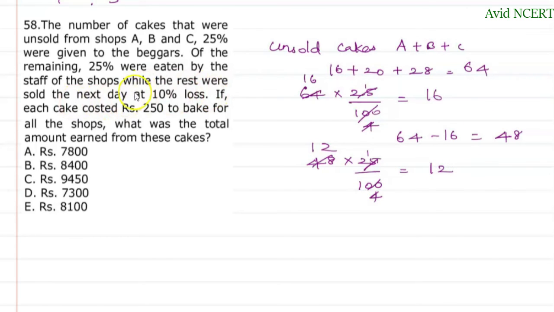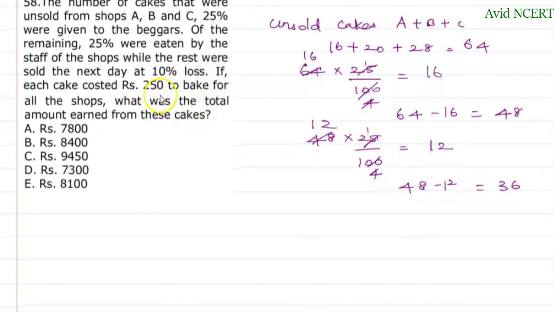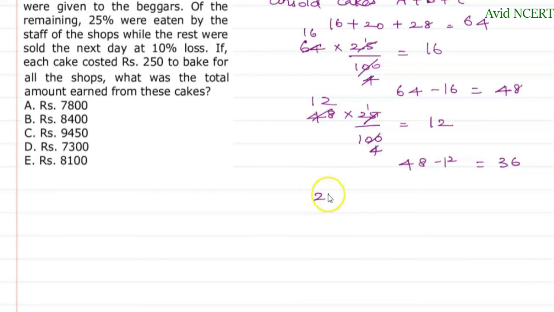The rest were sold the next day. So out of this 48, staff ate 12, which equals 36. So these 36 cakes were sold the next day at 10% loss. So the making of each cake is 250 rupees.